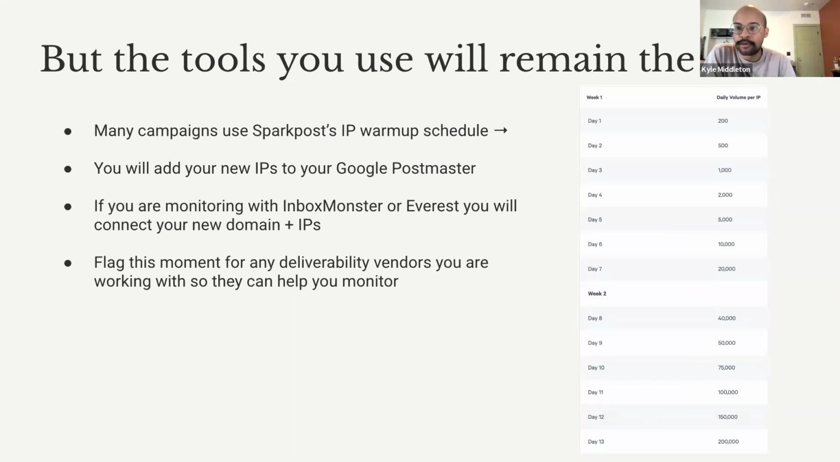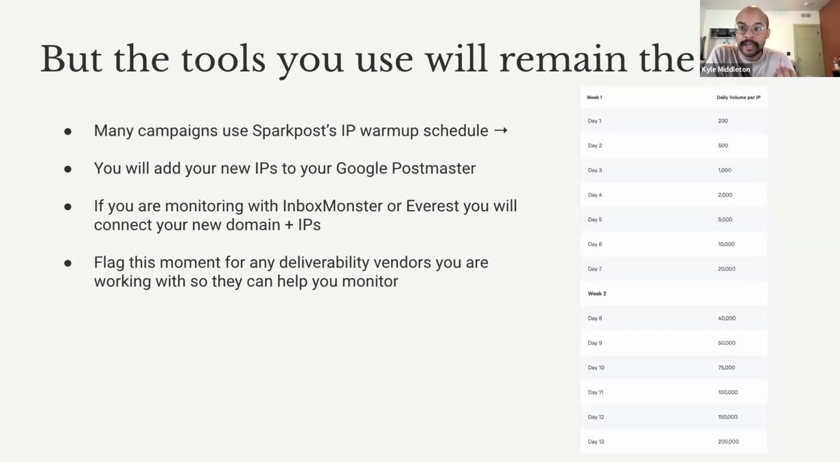Many campaigns use the SparkPost IP warmup schedule. It's right over here. I took a little screenshot of it, but if you just type in SparkPost IP warmup in your Google browser, it'll be the first thing that pops up. I know that web page front and back because I've used it so many times, but it also has a lot of really good advice that isn't in here on how to run an IP warmup. So if you're really interested, I'd definitely recommend taking a look at that.